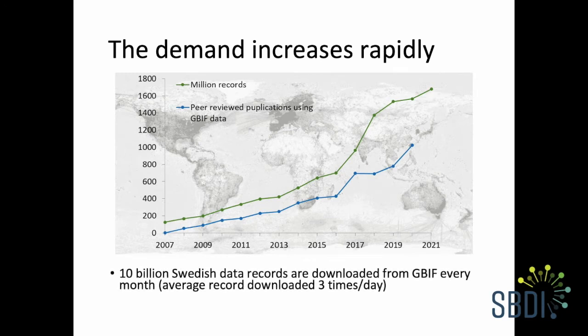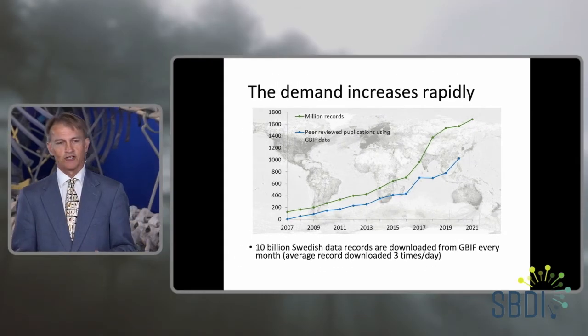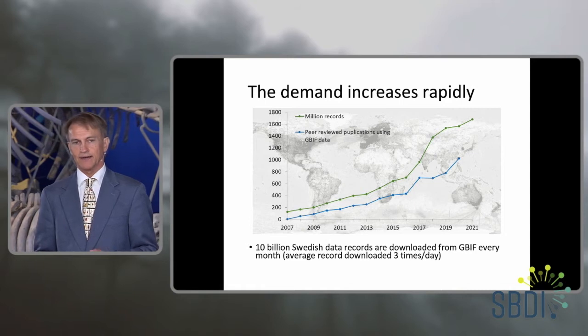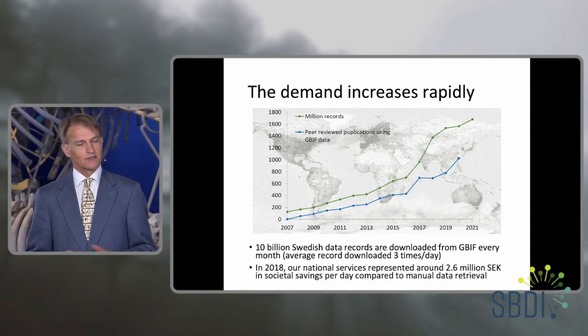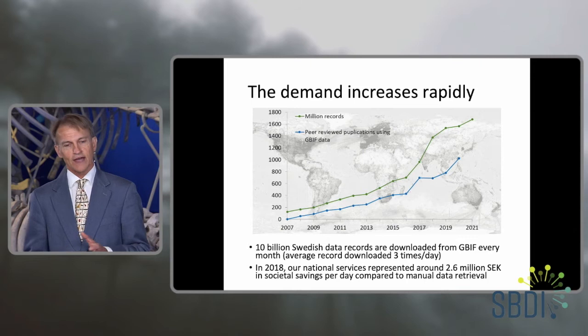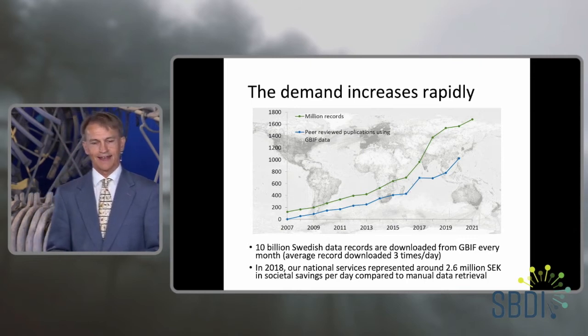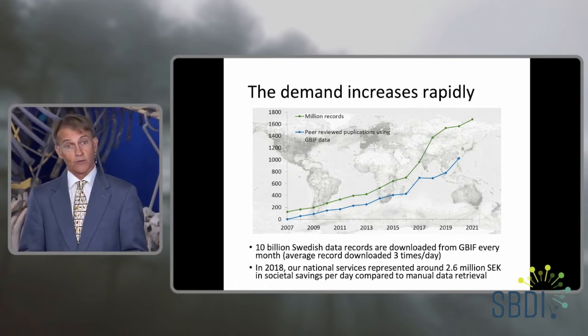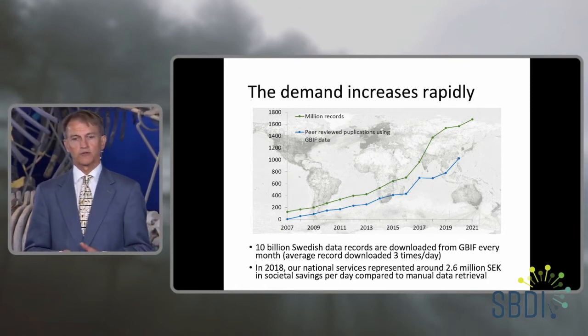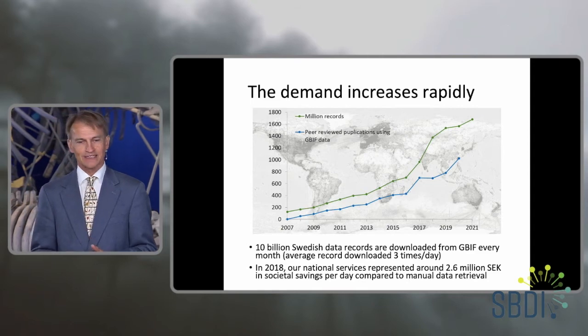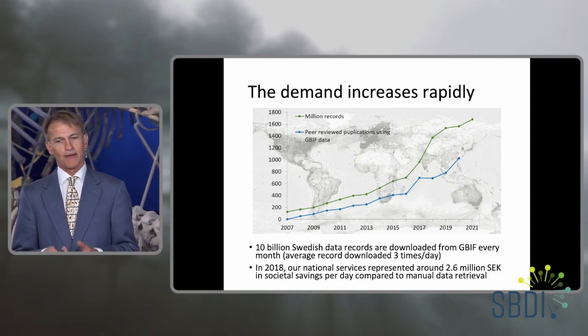10 billion Swedish data records are downloaded through GBIF every month. That's an average record is downloaded 3 times per day. And in 2018, we tried to estimate the value of our national biodiversity services, and our conclusion was that it represents around 2.6 million kronor in total savings per day compared to manual data retrieval. Of course, a lot of these analyses would not have been possible without these types of services.